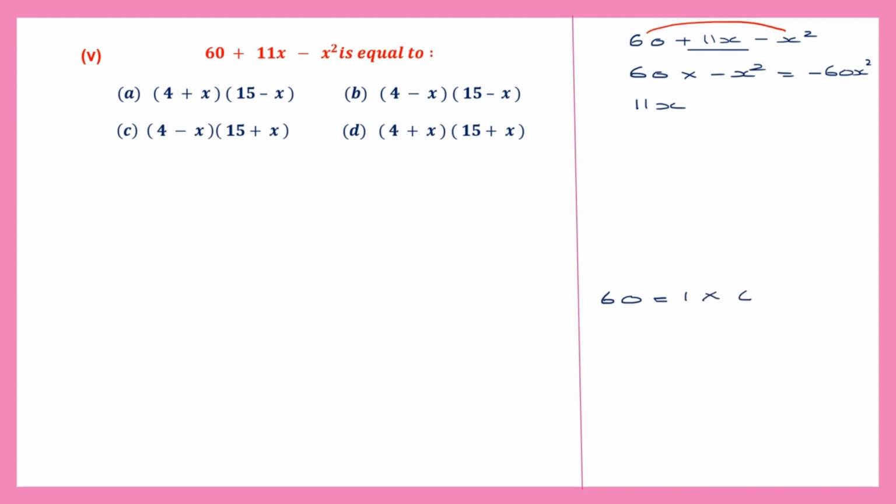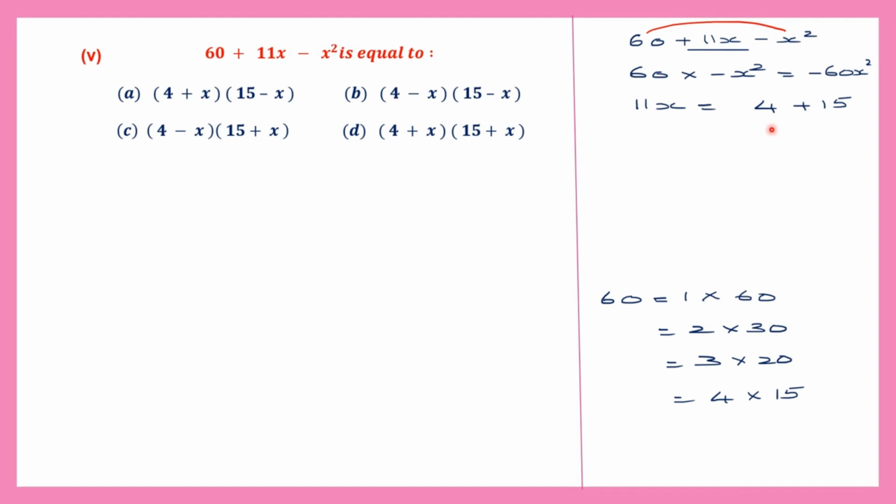So 1 into 60 will give us 60, but 1 plus 60, even if we change the signs, we will not get 11. Then let's go to 2. 2 into 30 is 60, but if you add up 2 and 30, you will not get 11. So let's go to the next one, 3. 3 into 20 will give us 60, but it will not give us 11 when we add it up. So let's go to 4. 4 into 15 will give us 60, and if we change the signs and we add, we get 11. That is, if I say 4 plus 15, I will not get 11x, isn't it? 4 plus 15 is 19.